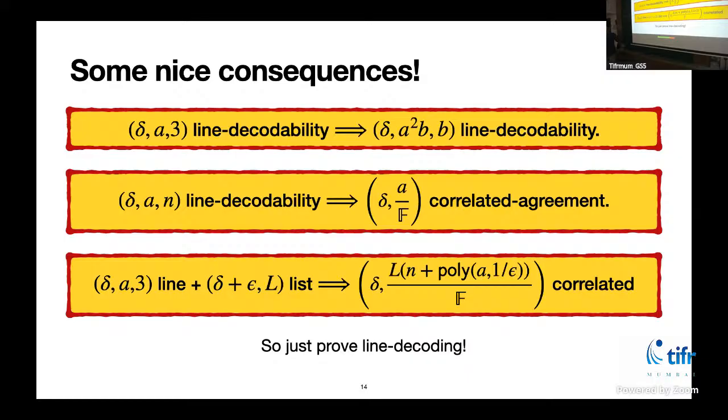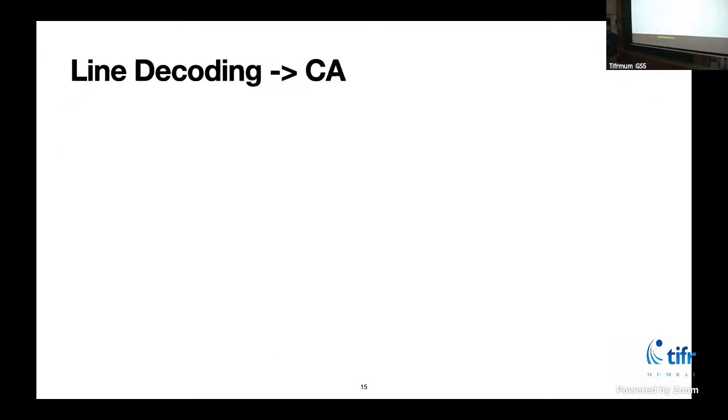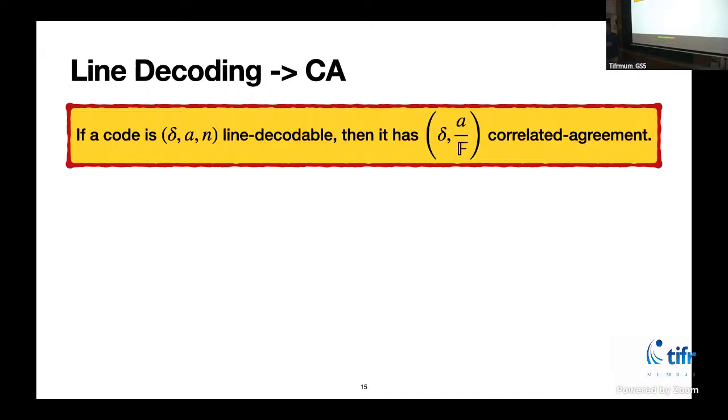Good. So let me actually show you a proof of this, just so that you get some idea what the proof looks like. I want to say if a code is (delta, a, n) line decodable, then it has (delta, a over n) correlated agreement. How does the proof go? We know my assumption. If there are a points which are close, there are c, c prime, c1 such that the distance of u0 plus alpha u1 from c prime plus alpha c1 is less than or equal to delta for at least n many alphas. This is just from the line decoding.